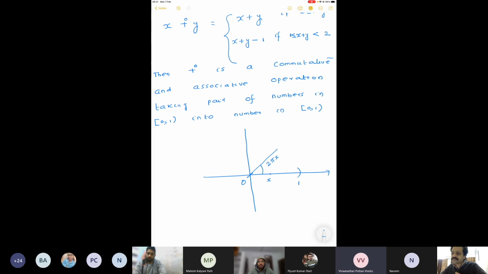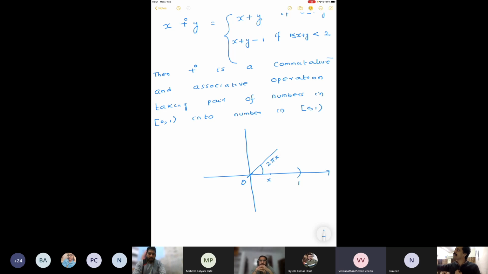Yes or no? Yes, sir. Addition of y to x is the same as adding the angle 2 pi y to 2 pi x. That means you are rotating this further by an amount 2 pi y. Okay. And if you complete one round, we again come to the original. Right? That's what we mean by modulo 1.